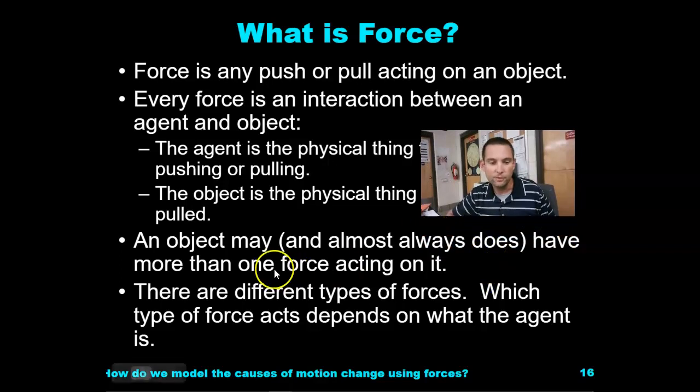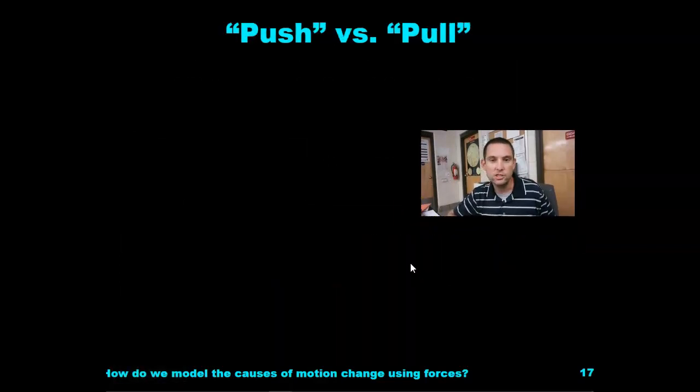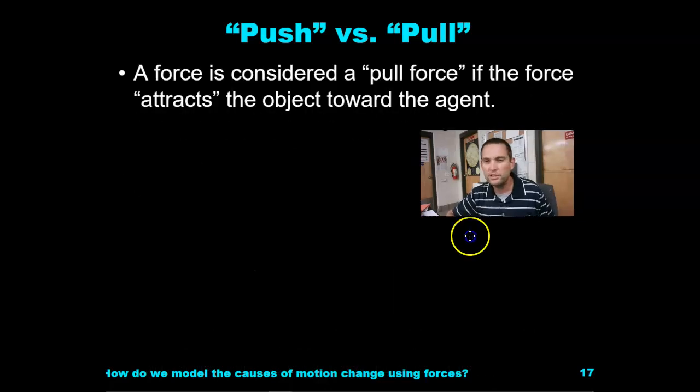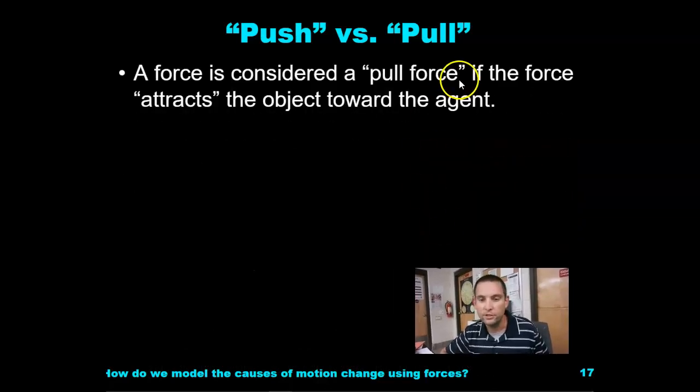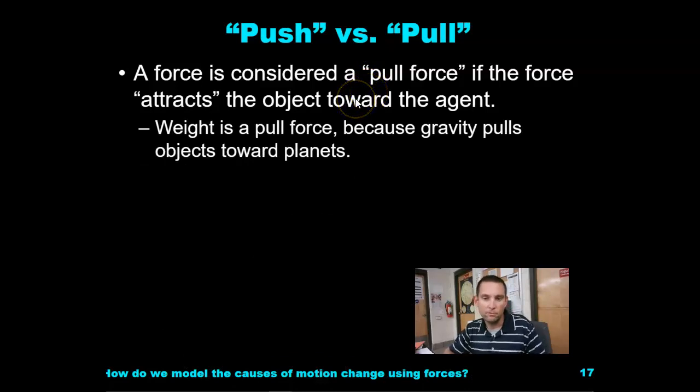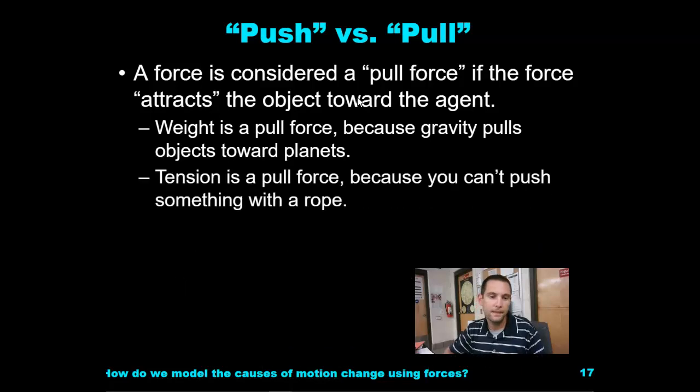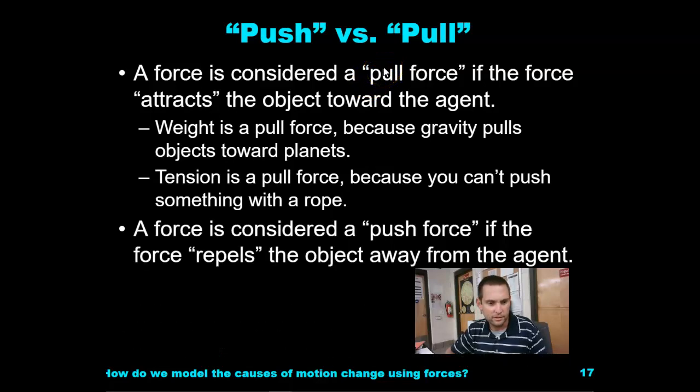There are different types of forces. Which type of force acts depends on what the agent is. A force is considered a pull force if the force attracts the object toward the agent. So in this direction, pulling towards. Weight is a pull force because gravity pulls objects towards planets. Tension is a pull force because you can't push something with a rope. It just doesn't work that way. It goes limp on you.